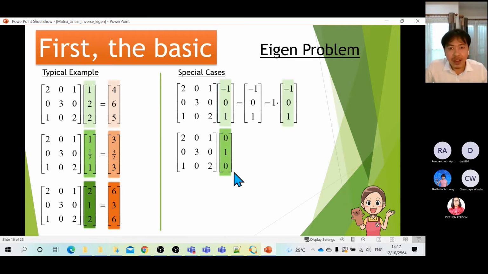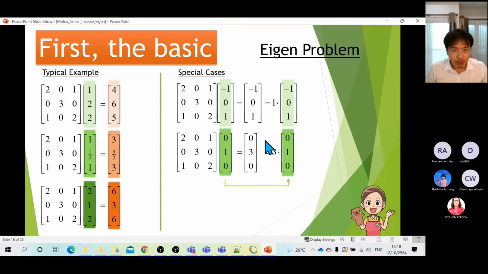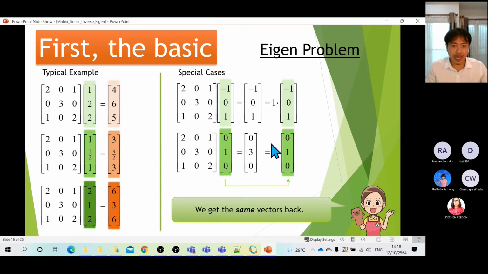Let me give you another example. If I have another vector, let's say 0, 1, 0, and I multiply that by this matrix, what do I get? I get a different vector. But if I factor out the number 3, I get back the same vector. So this is what we call the eigen problem. We want to find a vector that, when multiplied by this matrix, gives you back the same vector as before, of course with some constant in front.